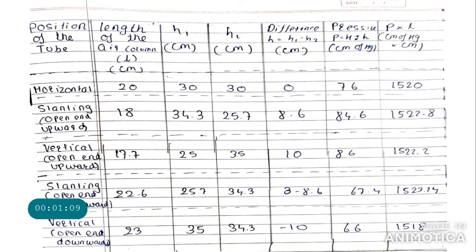Thus here we have proved Boyle's law. Thus P cross V remains constant at a constant temperature.